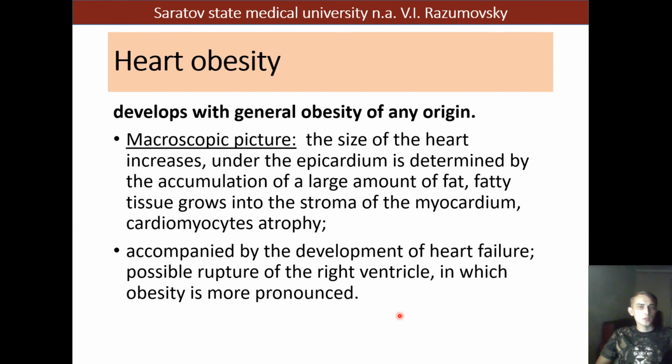Heart in obesity develops with general obesity of any origin. Macroscopical picture: the size of the heart increases, and under the epicardium there is accumulation of a large amount of fats. Fatty tissue grows into the stroma of the myocardium, cardiomyocytes atrophy, accompanied by the development of heart failure, and possible rupture of the right ventricle, in which obesity is more pronounced.